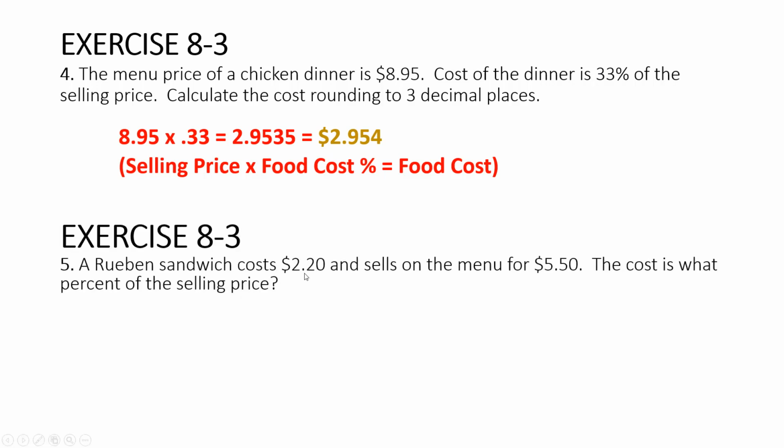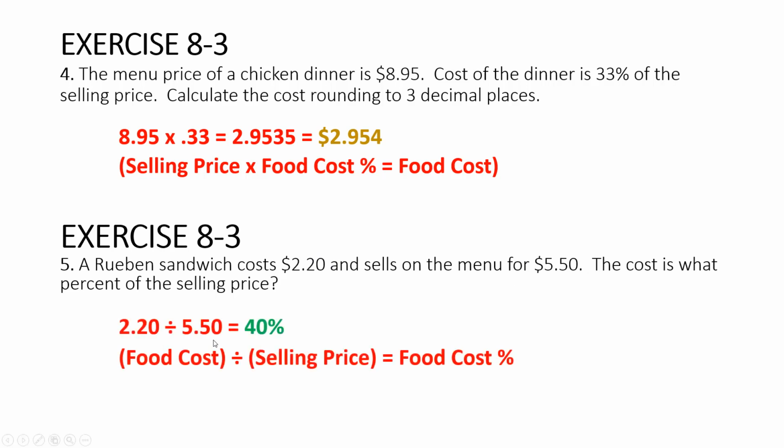A Reuben sandwich costs $2.20 and sells for $5.50. What is the food cost percent? In other words, we're looking for the food cost percent. Remember the pyramid? We're going to take the cost and divide it by the selling price, and we multiply by 100, of course. 220 divided by 550 gives us decimal .4, but we multiply it by 100 to get the percent. So $2.20 divided by $5.50 gives us a 40% food cost percent.